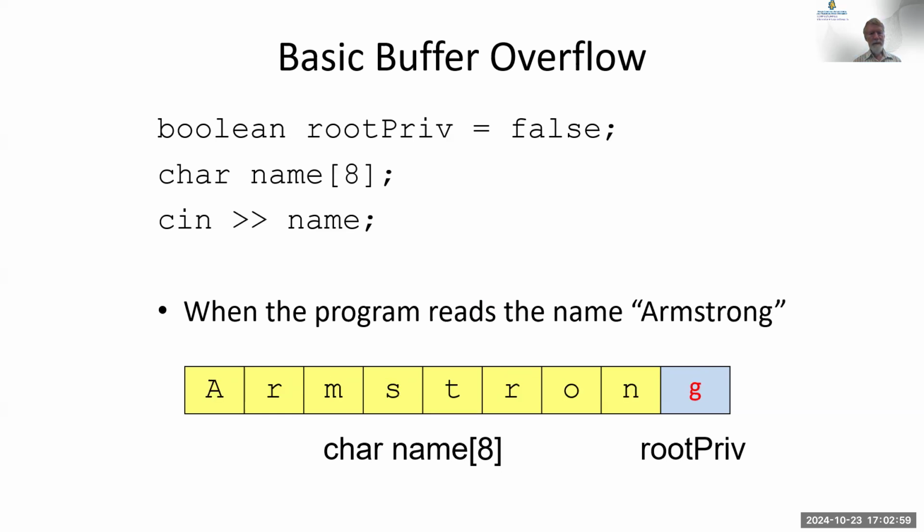But let's say you type in Armstrong. Armstrong is 9 characters. That's in there. And now the 9th character flows past the end of the array name and puts it to whatever character happens to be past that. And imagine in our example here, it's the root priv. You've just set root priv to a non-zero value. In other words, root priv was false before this, and now if you read in the name, root priv is true. Probably not the desired effect.